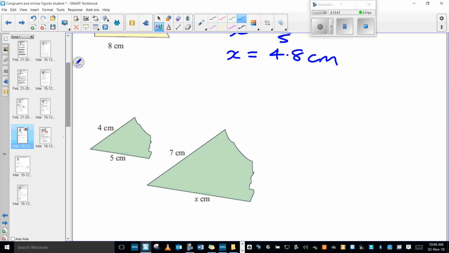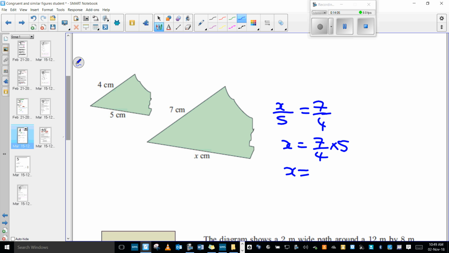Shayla. x over 5 equals 7 over 4. And then x equals 7 over 4 multiplied by 5. Nice. Which is... 8.7.